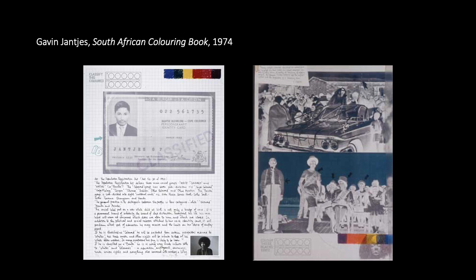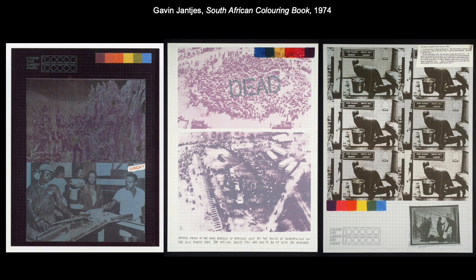Here he's used personal materials like his own identity pass card, which classified him as being Cape colored. But he's also incorporated other photographs and materials from this era. He includes scenes of South African life in the mid-1970s, including images of the Sharpeville massacre with a text that says, "Color these people dead," and an image of a woman scrubbing the floor with text that says, "Color this labor dirt cheap," and an image of gold mines saying, "Color this slavery golden."